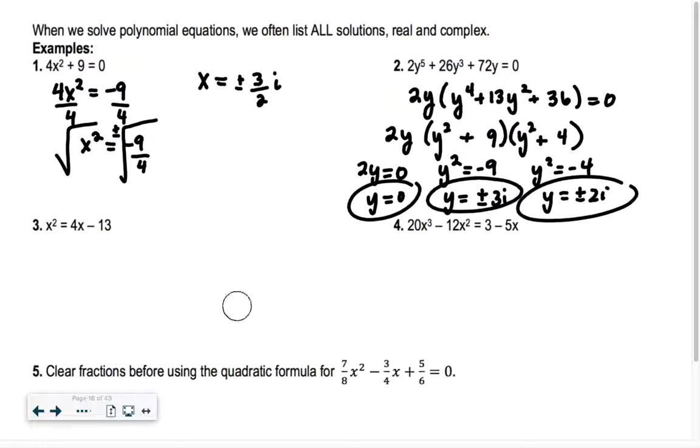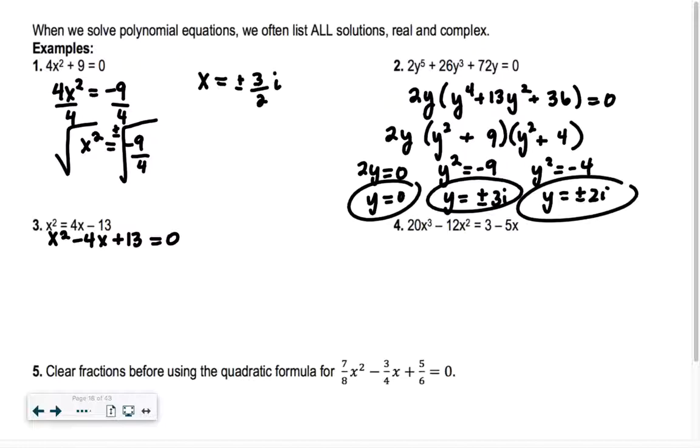Okay, so the next one. We get everything on one side, and we try to factor. And it doesn't work because we have 13 and 1. That's all we can use. And we cry a little bit. And then we suck it up. And we're like, okay, we can do this.